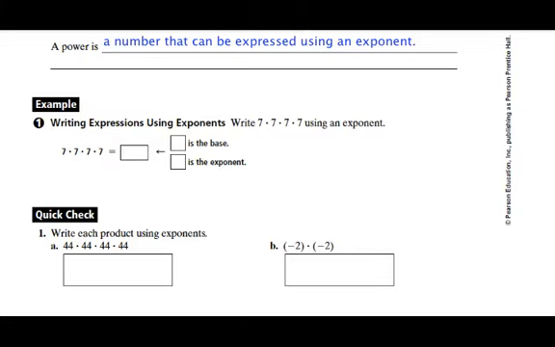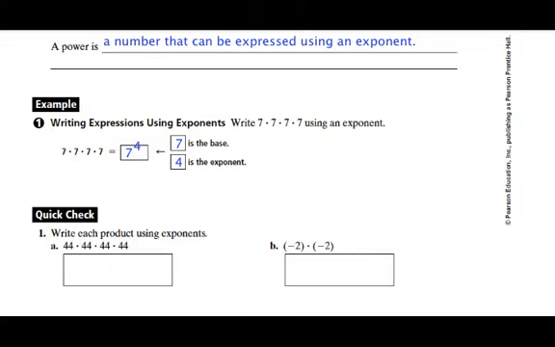Let's take a look at example number 1. Writing expressions using exponents. Write 7 times 7 times 7 times 7 using an exponent. 7 times 7 times 7 times 7 is 7 to the 4th. 7 is the base and 4 is the exponent.